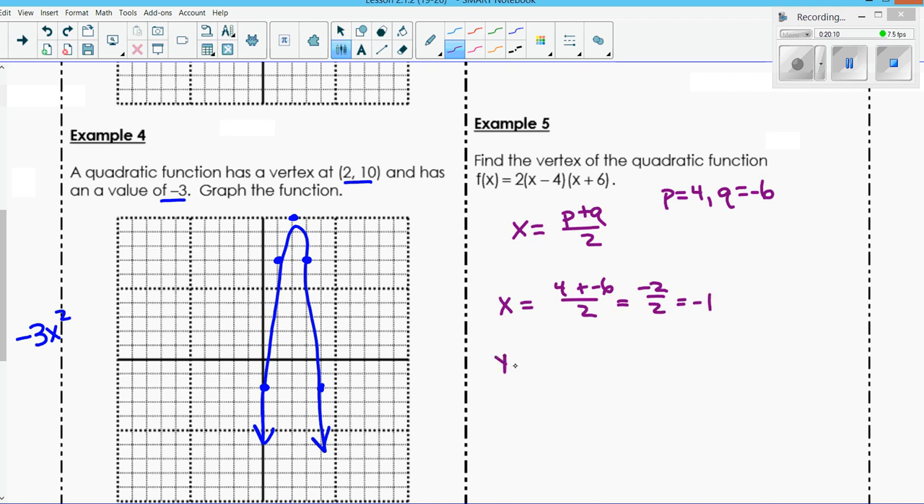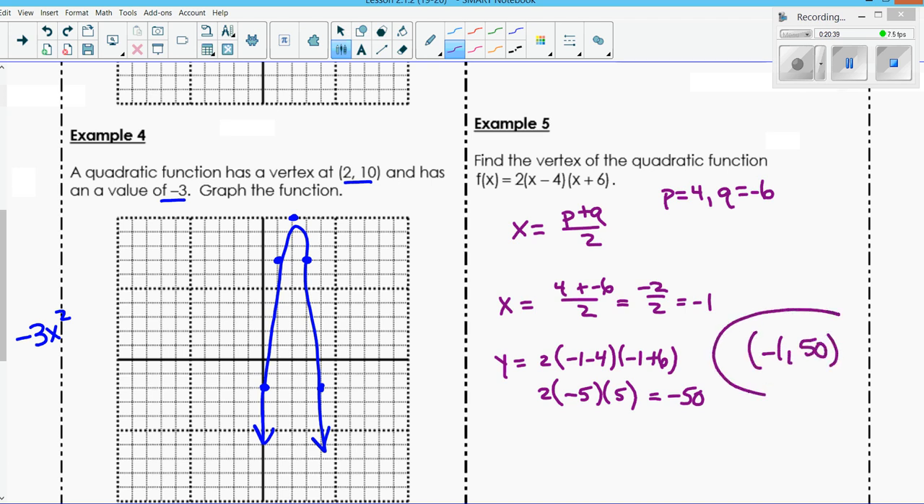We want to find our y by substituting in. So this gives us 2 times negative 5 times 5. Let's see, this gives us negative 10, so negative 50. So that means to find the vertex of the quadratic function, we would say that our, oops, don't say y equals. We would say that our vertex is negative 1, comma negative 50. And this is what the question was asking for.